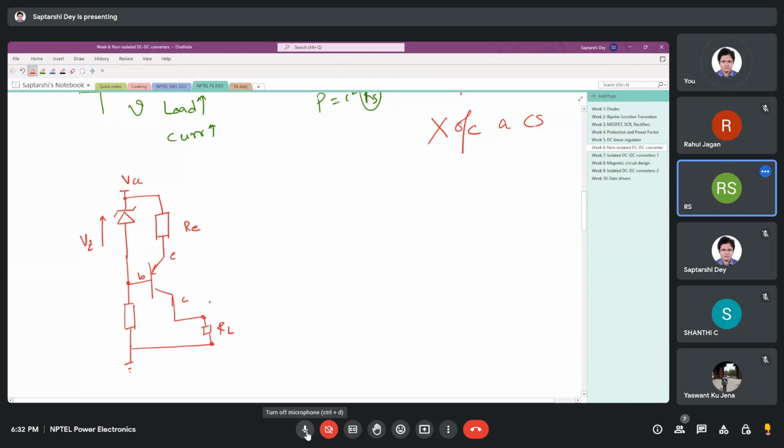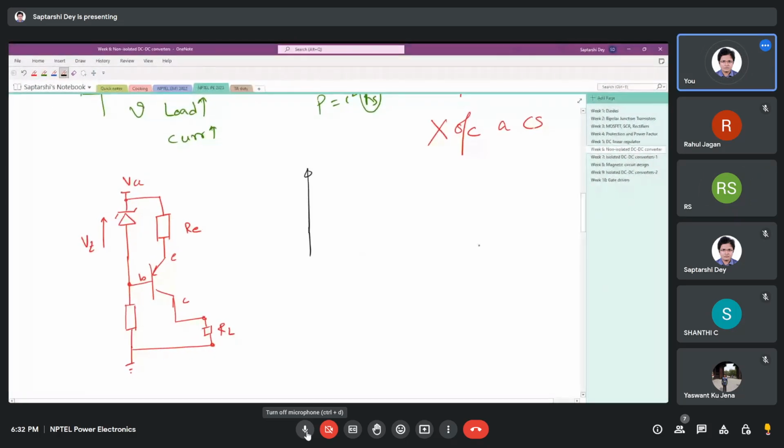Just a minute. So what is the question? What is the maximum loading? If the rated load is connected here, what does it mean? That's it, because current is constant.